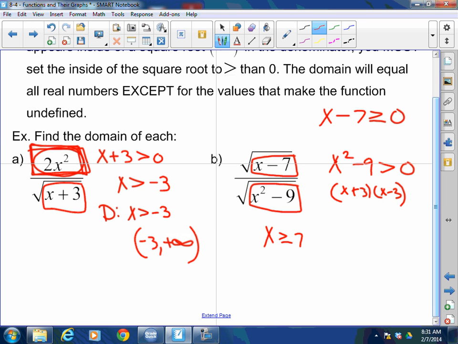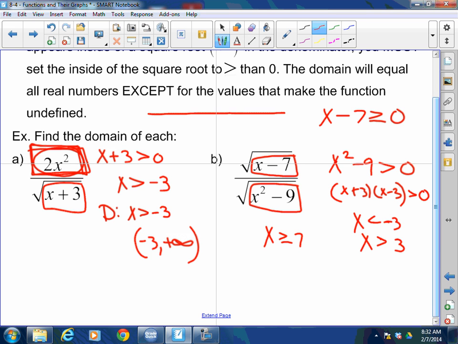Okay, we have a little bit of a problem. So this is, x is going to be less than negative 3 and greater than positive 3. Let me explain that for a second.